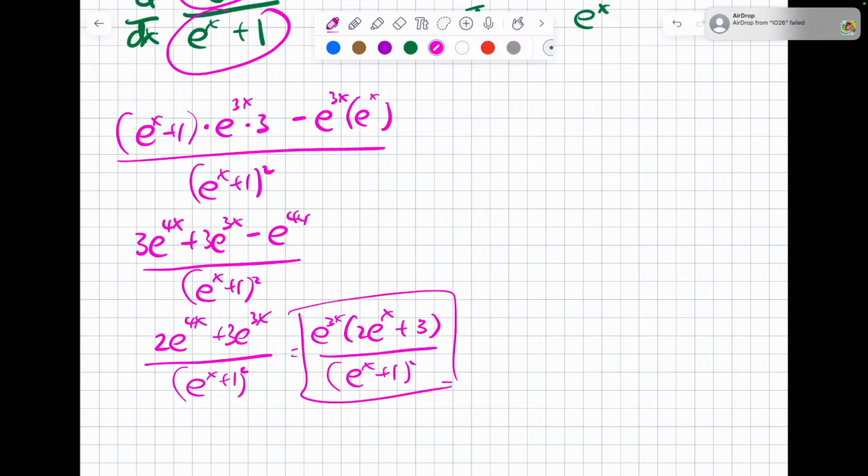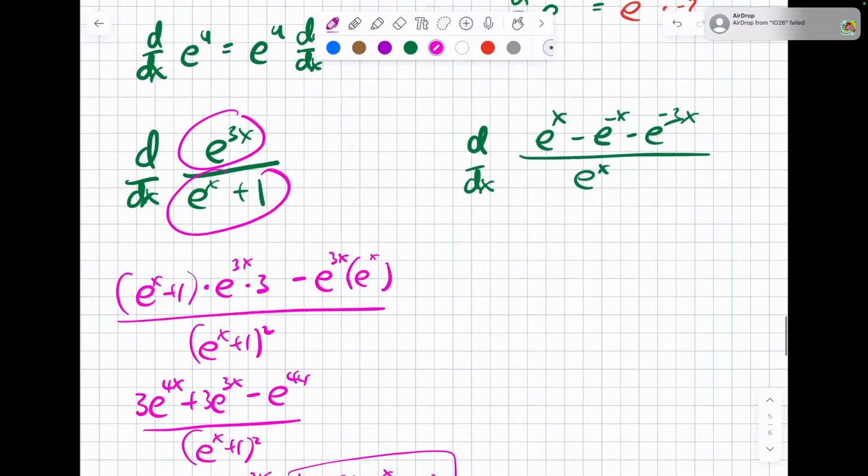Low D high, high D low, over low low. If I want to simplify, I combine like terms. All the e to the 4x will combine together. And you can factor out the common term. Is this okay or no?